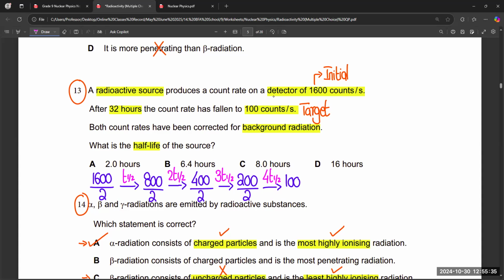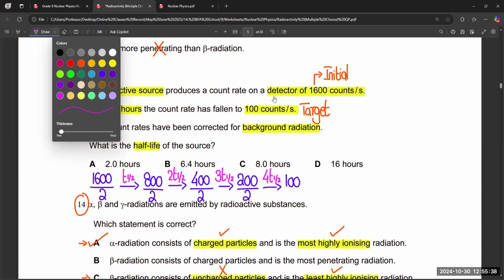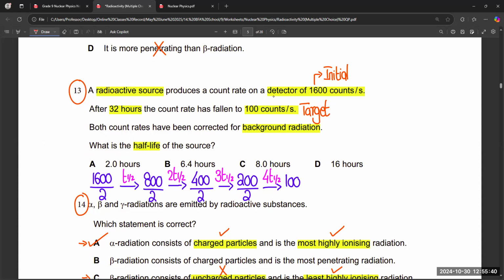And there is one more value given in the question, that is 32 hours. So this is not the half-life, this is the total time given actually. So in 32 hours, how many half-lives do we perform? Sir, as per your question, we did 4 half-lives in 32 hours. Yes. So we utilize these 32 hours to perform 4 half-lives.